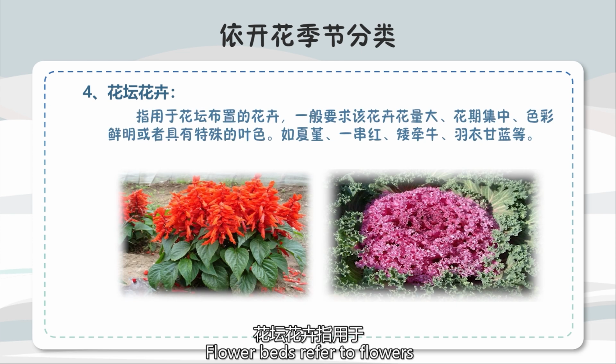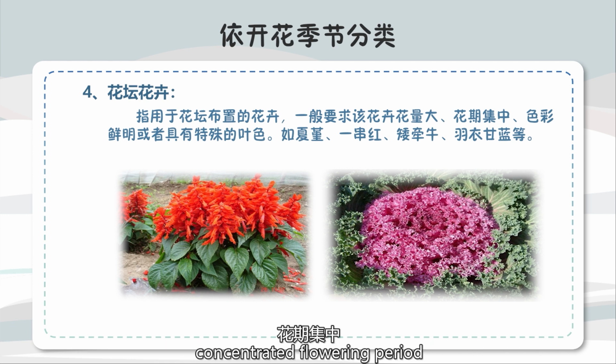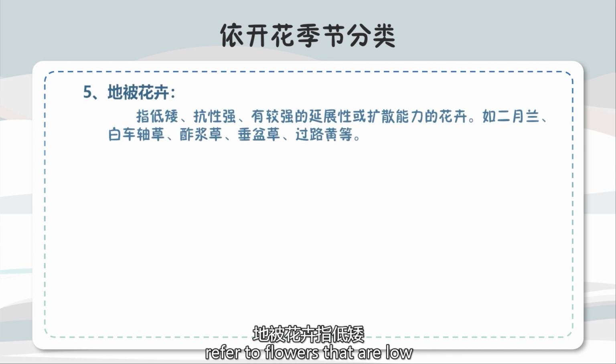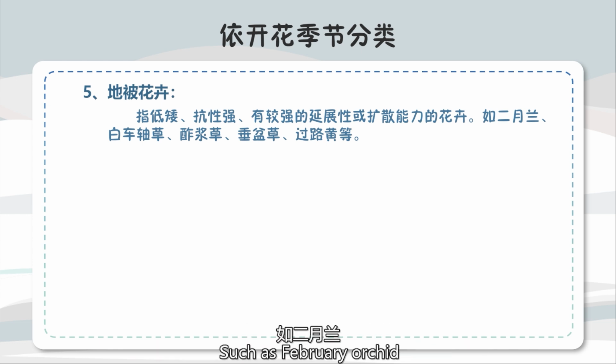Fourth, flower beds refer to flowers used for arranging flower beds, generally requiring a large amount of flowers concentrated in the flowering period, with vivid colors or special leaf colors such as 夏景, a strain of red, dove morning glory, kale, etc. Fifth, ground cover flowers refer to flowers that are low, resistant, and have strong extensibility or dispersal ability, such as February orchid, white clover, vinegar grass, drooping pot grass, crossing yellow, etc.